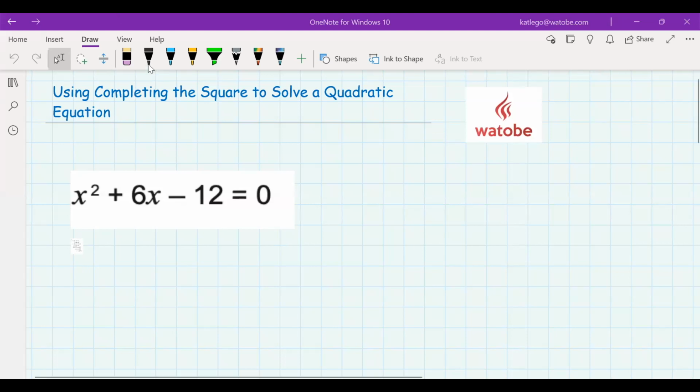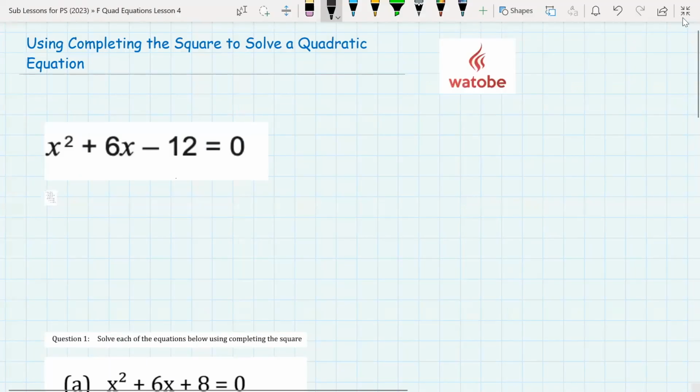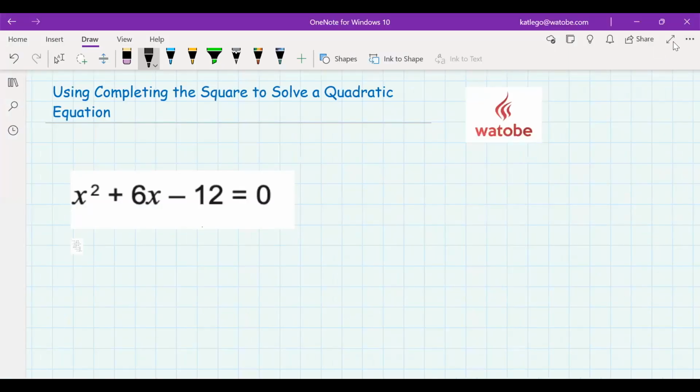Okay, so here's what I would do first if I was to complete the square. First things first, I would get rid of this. Wait, let's fix this page so that it's more comfortable to write on. There we go. Can we all still see my, oh, stuff disappeared and I was like, where's everyone?